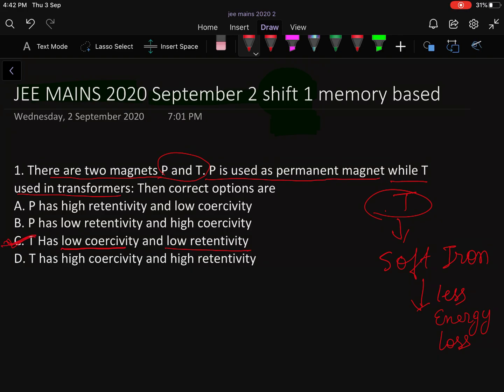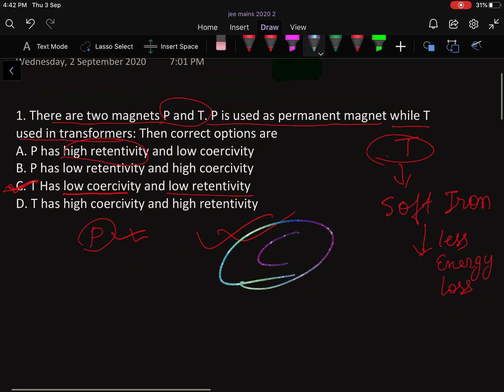And what about P? P is the material used in a permanent magnet, so it must have high retentivity, and it also has high coercivity. So it is given as high retentivity and high coercivity. P must have high coercivity so that if there is a little change in the magnetic field in the environment, it still has its magnetic power. So here the answer will be C.